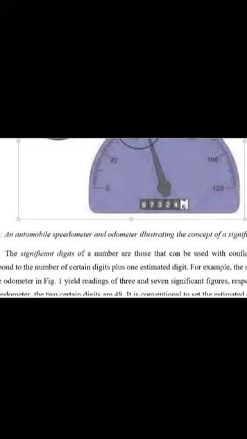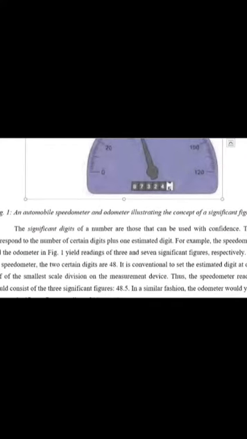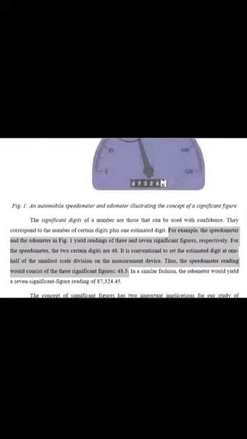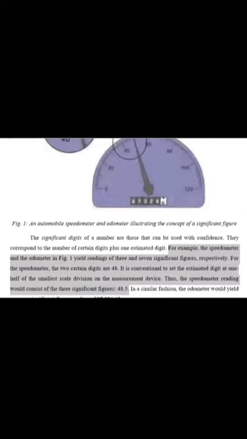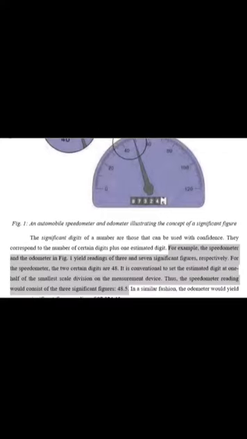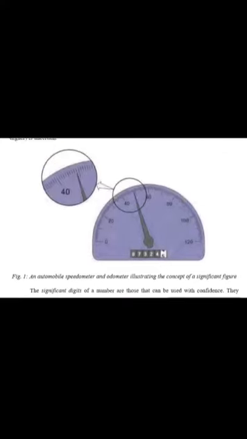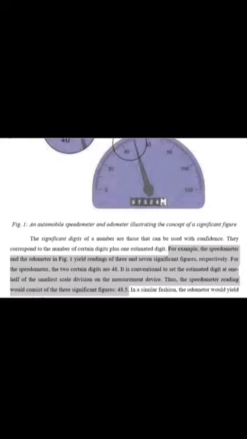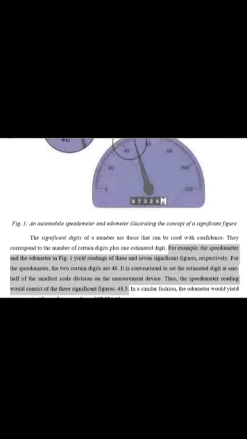In this section, for example, the speedometer and the odometer in figure 1 yield readings of 3 and 7 significant figures respectively. For the speedometer, ang two digits daw na sure tayo is yung 48. Okay? It is conventional to set the estimated digit at 1/2 of the smallest scale division on the measurement device. Thus, the speedometer reading would consist of the three significant figures 48.5.